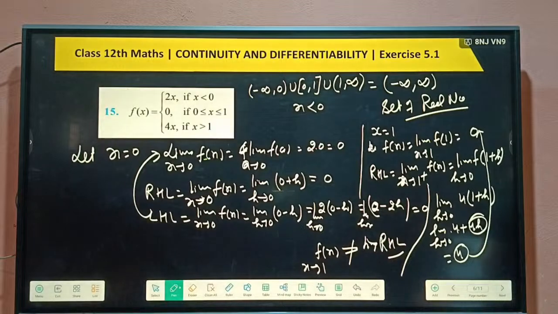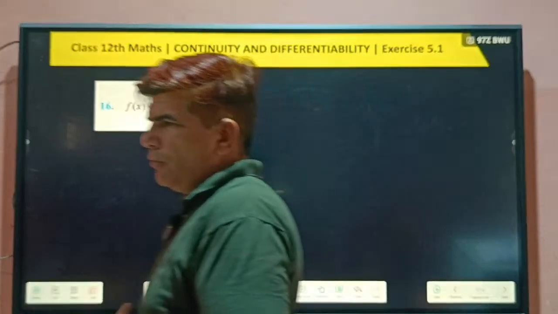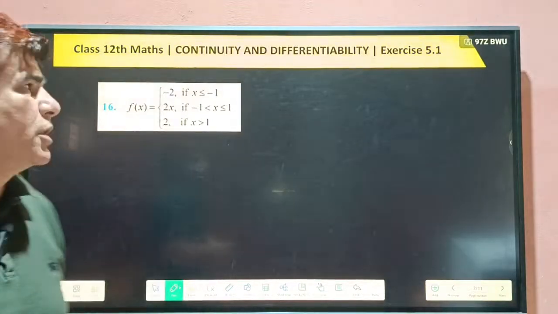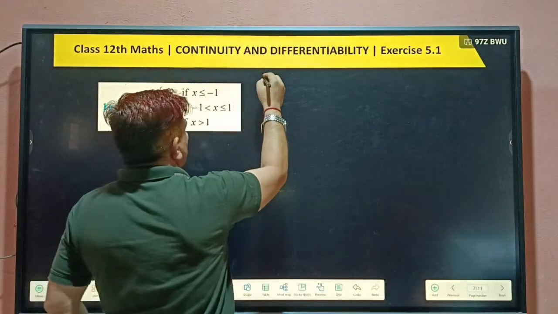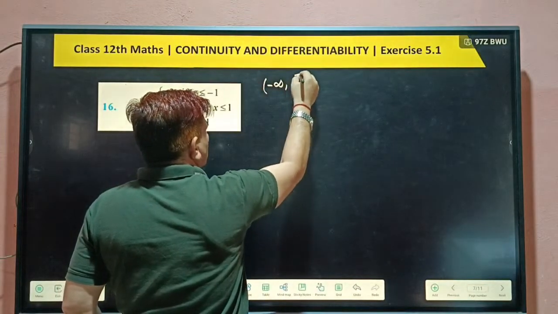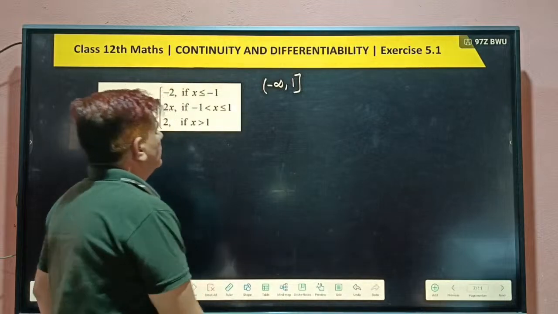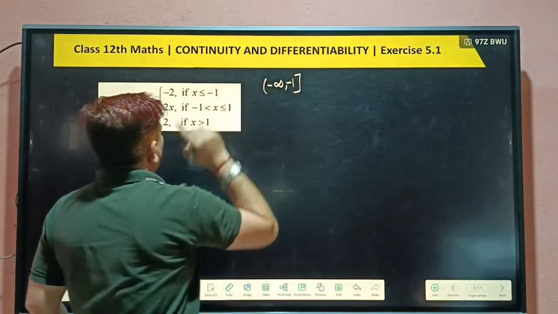All of you understood. Taking one more example, first we will find out the domain of this function. So what's the domain? x is less than or equal to minus 1, sorry. So minus infinity to minus.